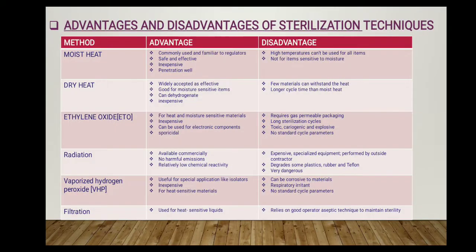These are the advantages and disadvantages of sterilization techniques. For moist heat sterilization, advantages are commonly used and familiar to regulators, safe and effective, inexpensive, and penetrates well. Disadvantages of moist heat sterilization are that high temperature cannot be used for all items, and it is not for items sensitive to moisture. For dry heat sterilization, advantages are widely accepted as effective, good for moisture sensitive items, can depyrogenate, inexpensive. Disadvantages for dry heat sterilization: few materials can withstand the heat, longer cycle time than moist heat.